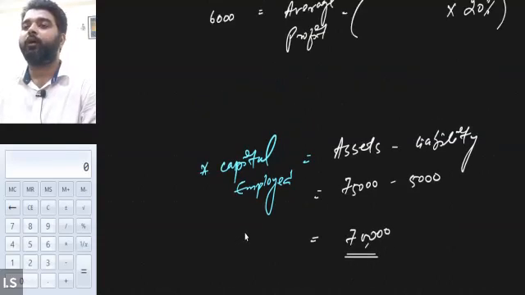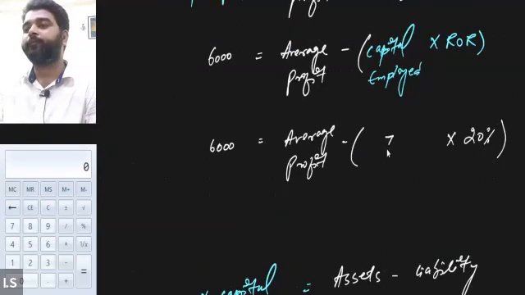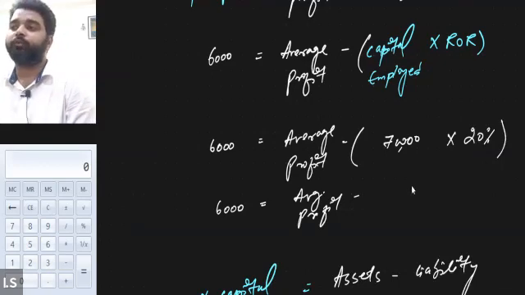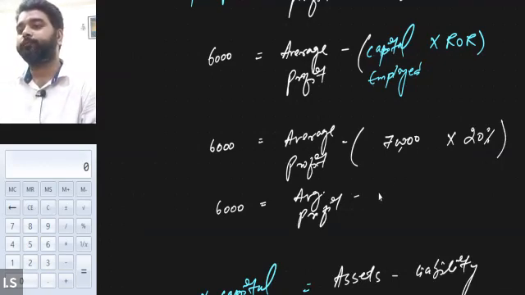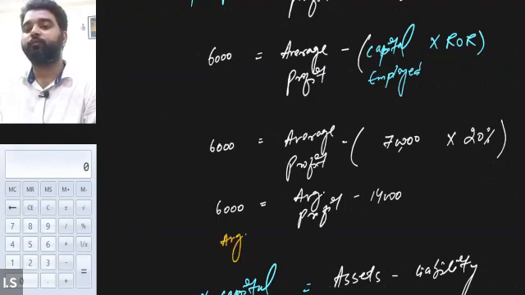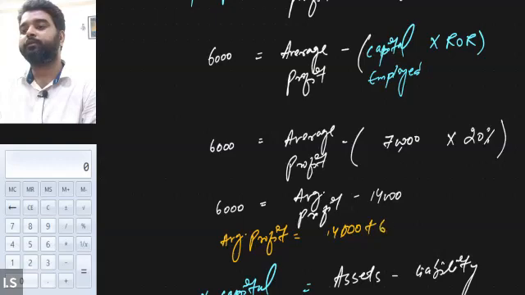Done. And now putting this value 70,000 here, we will find out the average profit. 6,000 minus the average profit is still missing. Okay. And 70,000 into 20%, it will be 14,000. Right? So that means average profit will be, tell me guys, what will be the average profit? Average profit will be 14,000 plus 6,000, this will be 20,000.